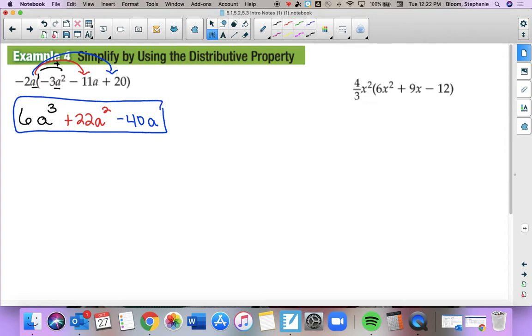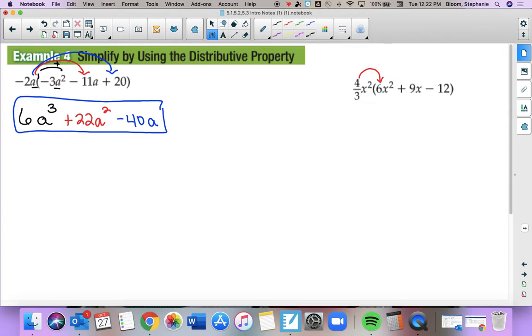And you should have gotten 6a cubed plus 22a squared minus 40a. Reminder, make sure your answers are written in standard form always at the end. Okay? All right, we're going to do the same thing here. We're just going to distribute a fraction through.